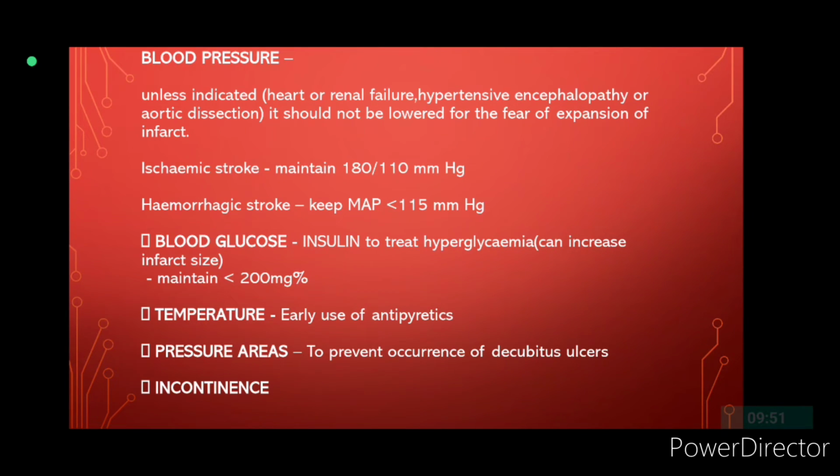Blood pressure: unless indicated, heart or renal failure, hypertensive encephalopathy, or aortic dissection, it should not be lowered for fear of expansion of infarct. Ischemic stroke: maintain 180 by 110 mmHg of BP. Hemorrhagic stroke: keep MAP less than 115 mmHg. Blood glucose: insulin to treat hyperglycemia can increase infarct size. Maintain less than 200 mg%.